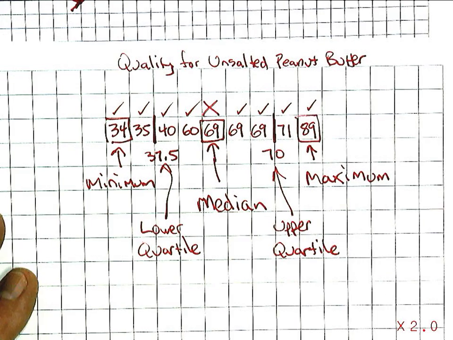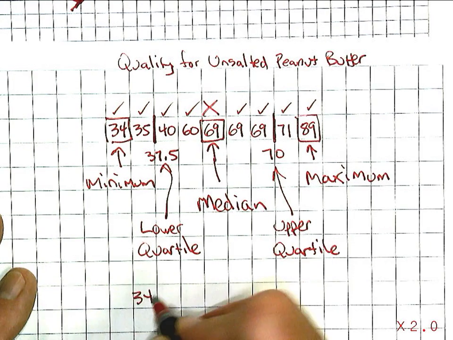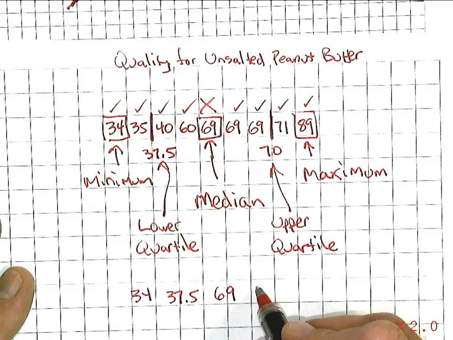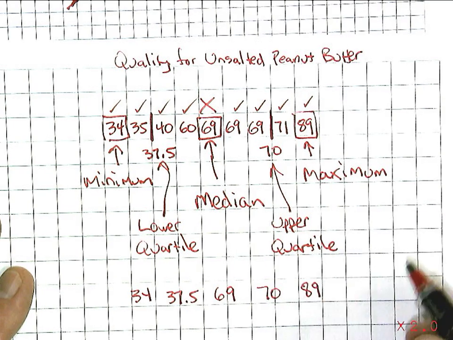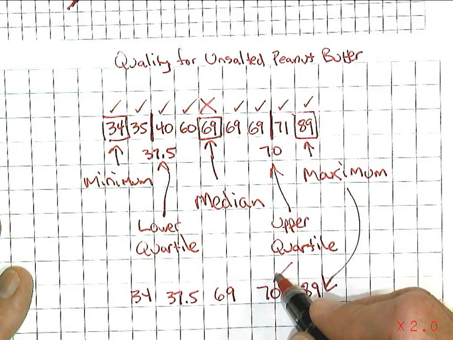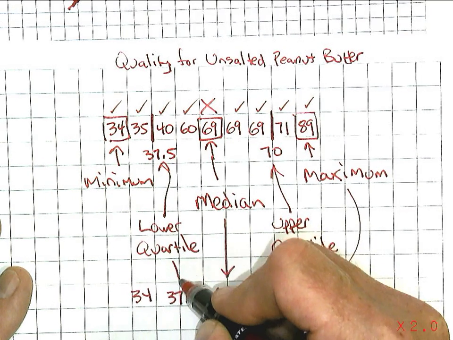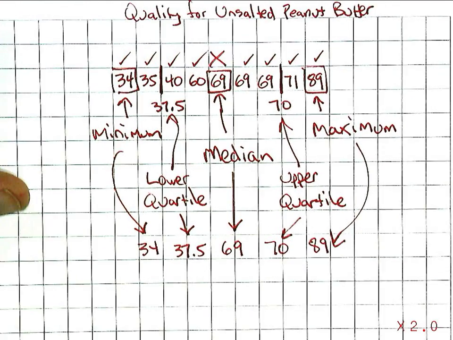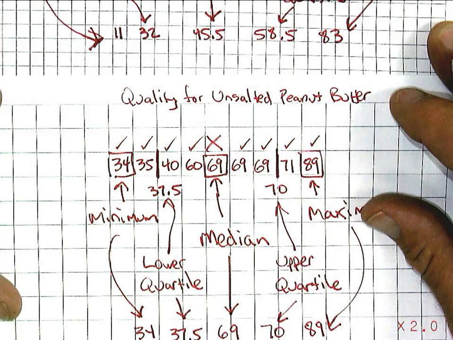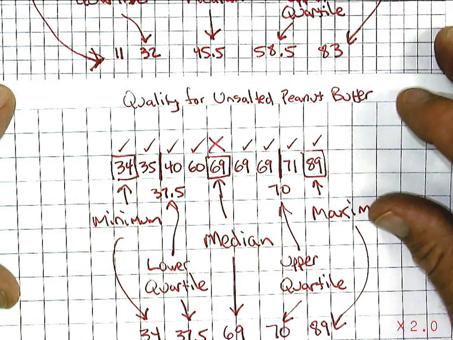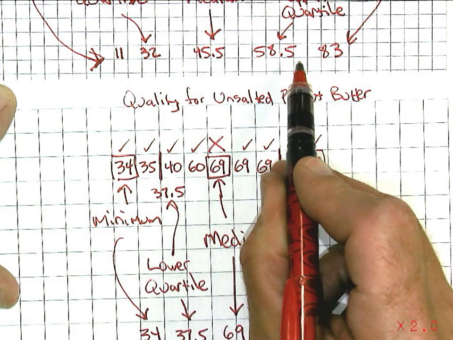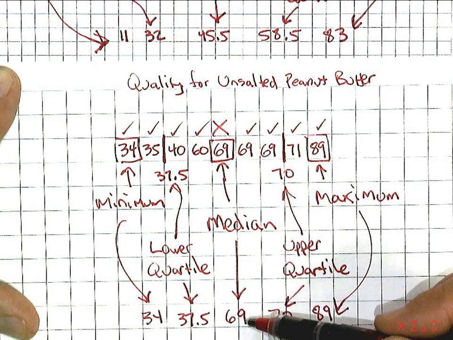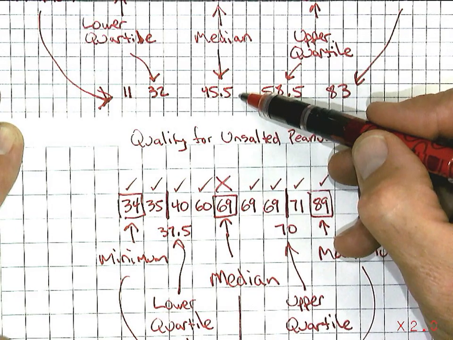And so now I have the 5 numbers, 34, 37.5, 69, 70, and 89 as my minimum, lower quartile, median, upper quartile, and maximum. And so to some extent, you can even just look at the 2 things we've looked at so far. Here's the 5-number summary for the salted peanut butters, and here's the 5-number summary for the unsalted. And you can even just look at the median. The median is 69 here, and the median here is 45.5.